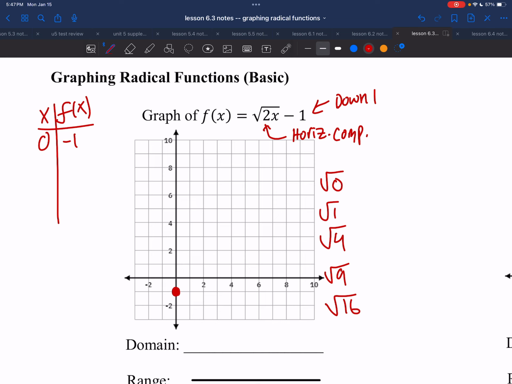What could you make x to get the square root of 1? I say square root of 2 times what is 1? Well, 2 times 1/2 is 1. So that's the square root of 2 times 1/2, which is square root of 1, minus 1. That's just 1 minus 1, which is 0. So if I plug in 1/2, I get 0.